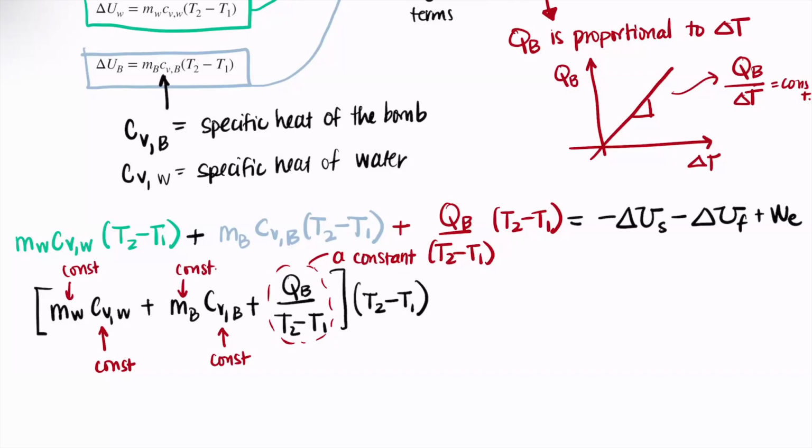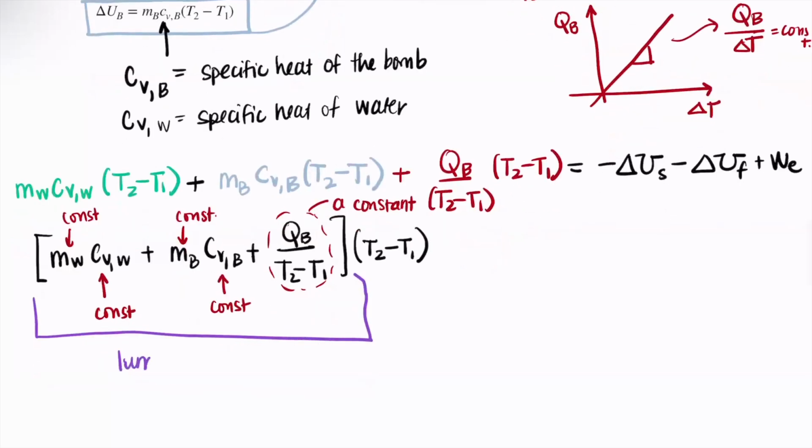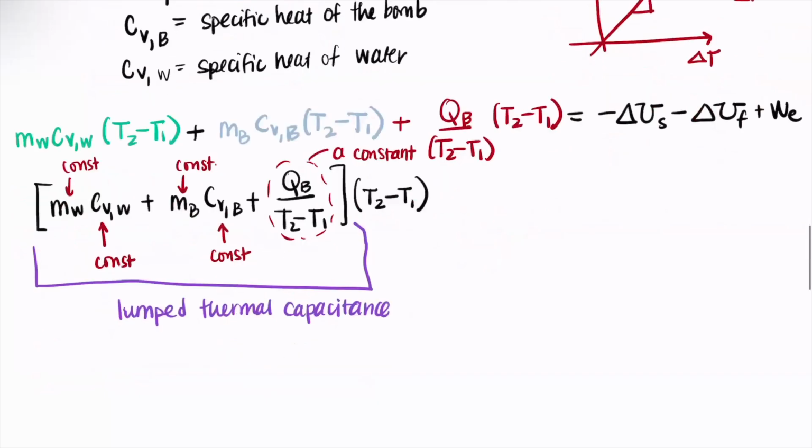And what we can do with that constant is we can say this whole group in the brackets is a lumped thermal capacitance of the calorimeter. So we're going to call this C thermal, so this is thermal capacitance and it's of the calorimeter.